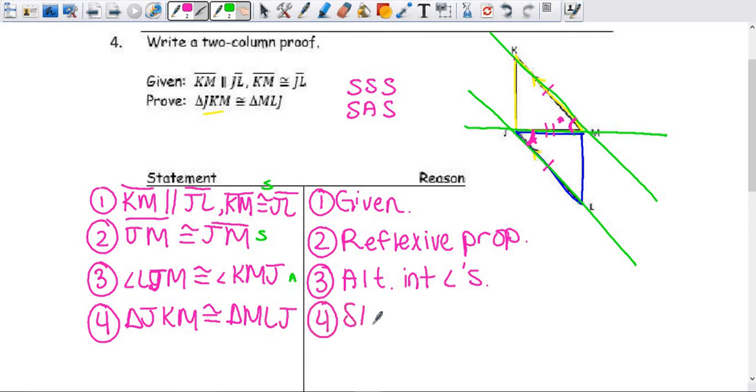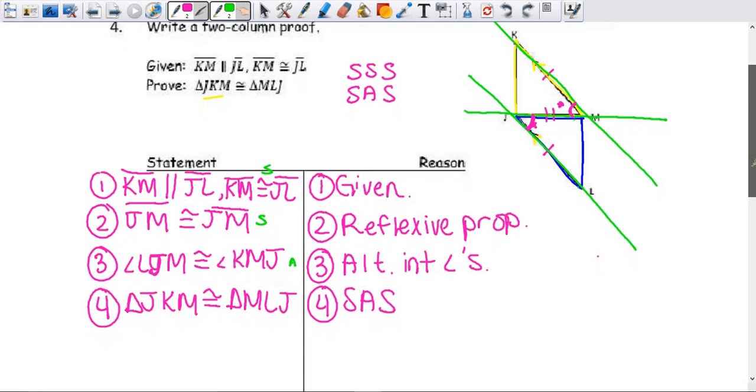So our triangles are congruent by SAS. So always know that if you have parallel lines, you will probably use alternate interiors, corresponding, alternate exteriors, something like that that will give you a triangle congruency statement.